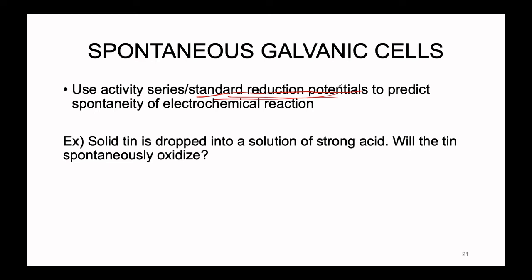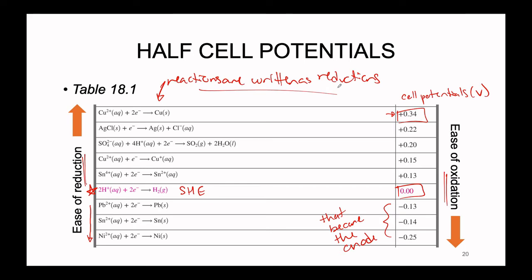For example, if solid tin were to be dropped into a solution of strong acid, we could ask ourselves, is the tin going to be spontaneously oxidized? So in order to figure out the answer to this question, we can go back to the half cell potential table, the reduction potential table that we have here. And our question is, does tin, which is here, does solid tin become oxidized when thrown into strong acid? And H+ is the representation of strong acid.